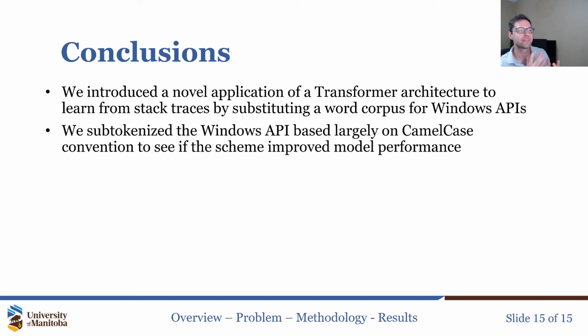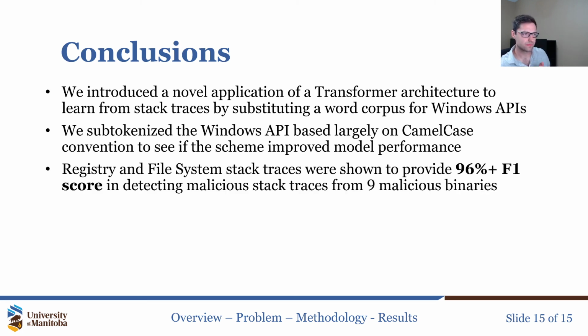To summarize everything, we introduced a novel application of the transformer architecture that's typical in NLP applications. We did this by learning from stack traces, and we substituted our Windows API function calls and used those as our corpus of words. We also subtokenized the Windows API, largely based on camel case to cover most bases, and we just wanted to see if it would improve performance. Overall, it was mainly the registry and file system stack traces that showed a 96% plus F1 score when we detected malicious stack traces from 9 executed malicious binaries.